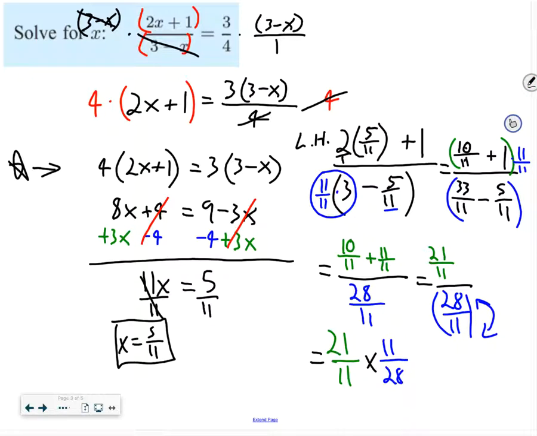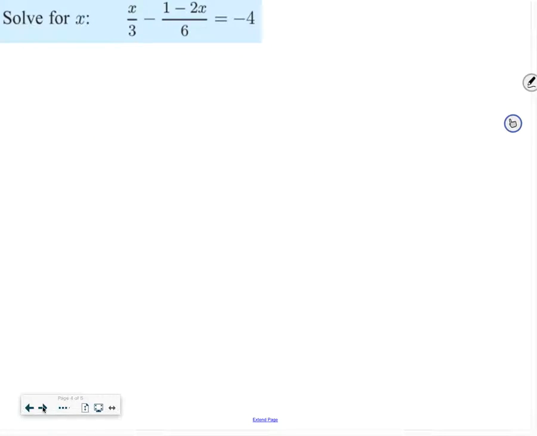Okay, as I multiply this across, the 11s cancel out, and I'm left with 21/28. They both have a factor of 7, so I get 3/4, which matches my right hand side, and it's verified 5/11 is the correct solution. Okay, last example here.